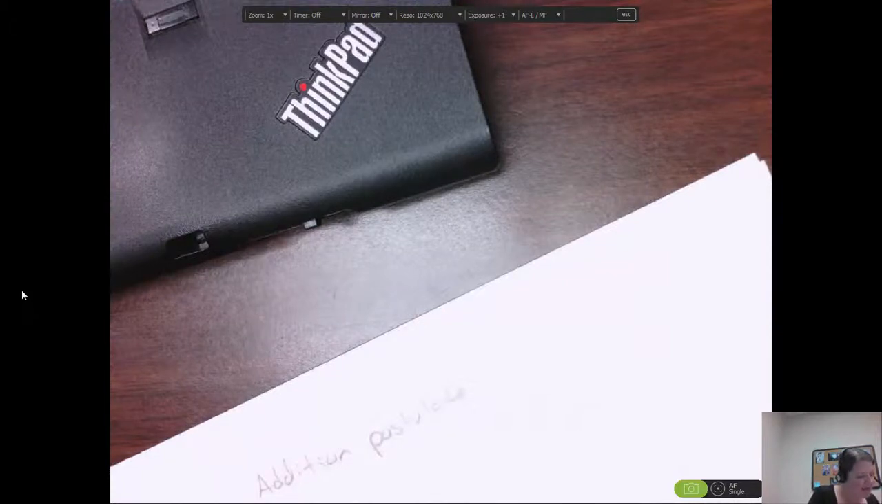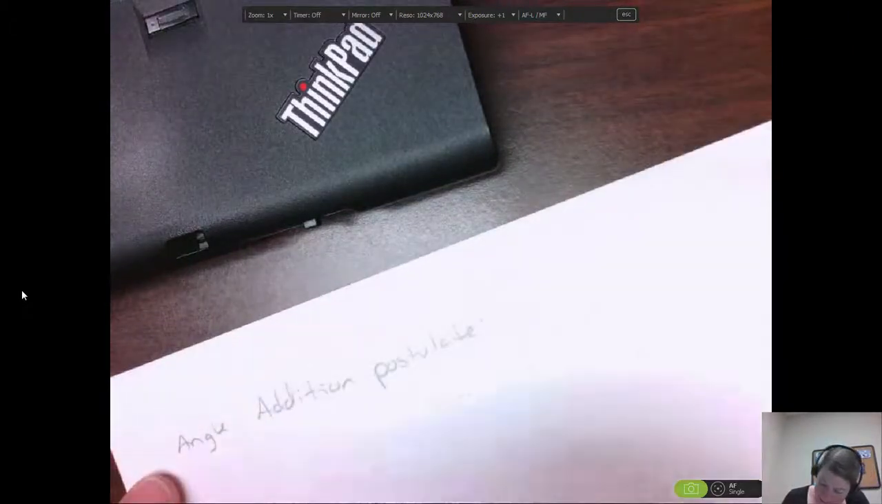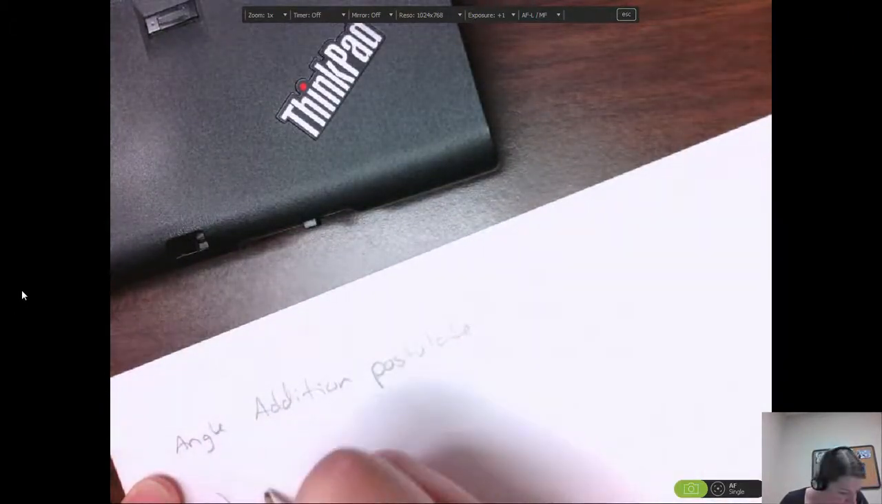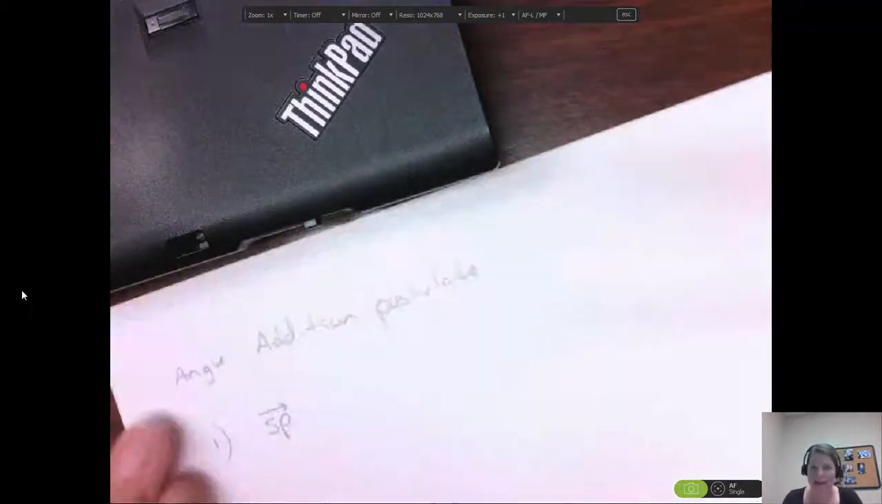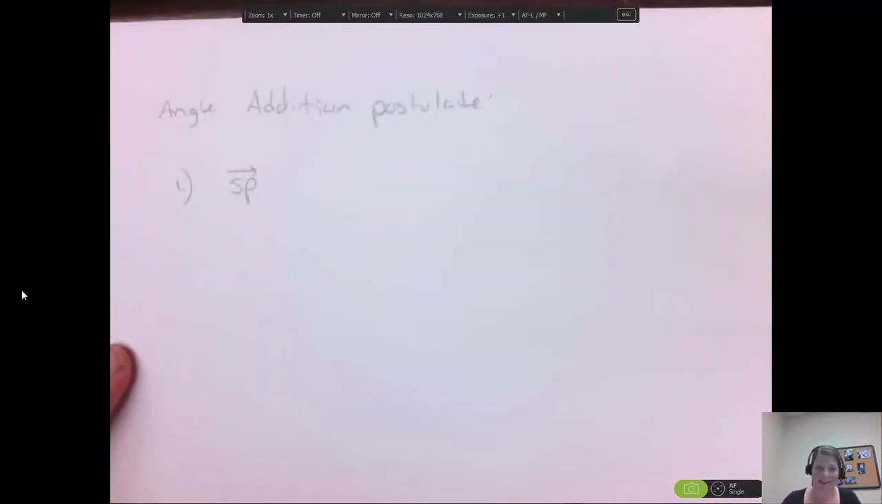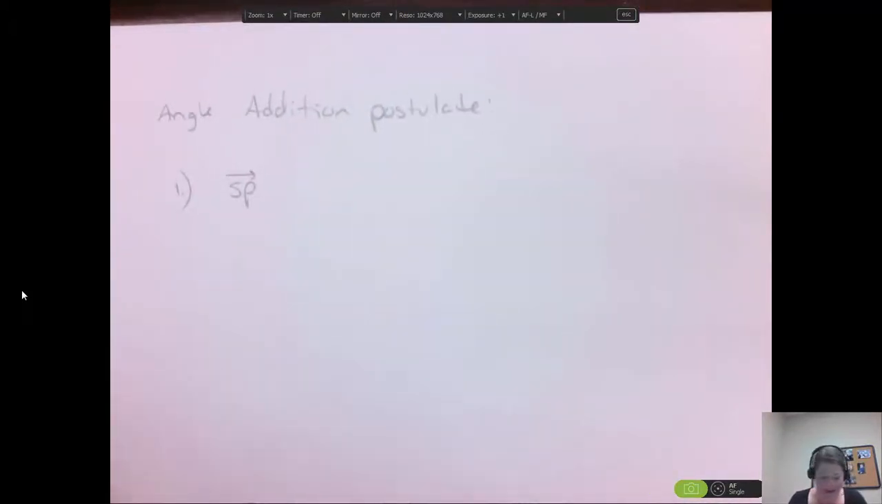So what kind of problems are we going to see with this? Well, we're going to see lots of different problems. I'm going to do one. So this is my example. If I have SP, and that's the symbol for ray, oops, put that out. Good thing I keep looking up at my computer. I keep just writing away and then you can't see it.